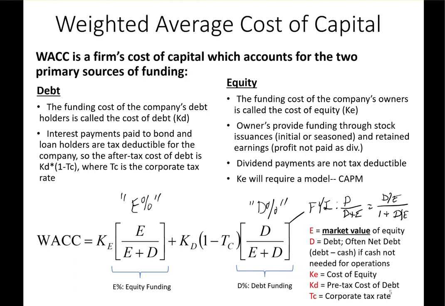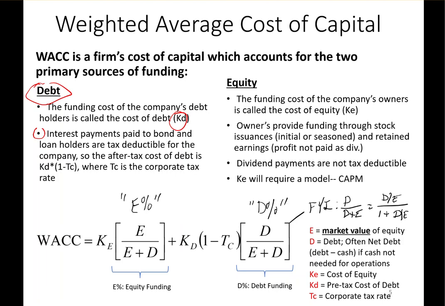When we calculate the cost of capital, we usually calculate the weighted average cost of capital. Weighted average cost of capital, otherwise known as WACC, is the firm's cost of capital that accounts for both debt and equity funding. Debt funding is the funding cost of the company's debt holders, and you can think of that as either loans or bonds. The cost of debt is either KD or RD. I usually use KD, K meaning the rate of return, while other textbooks use RD.